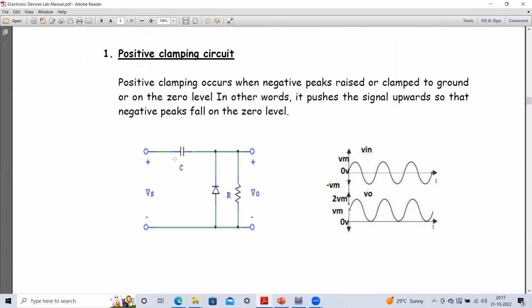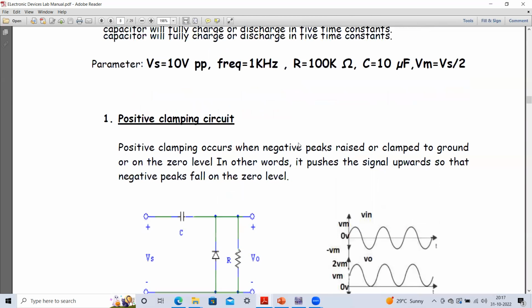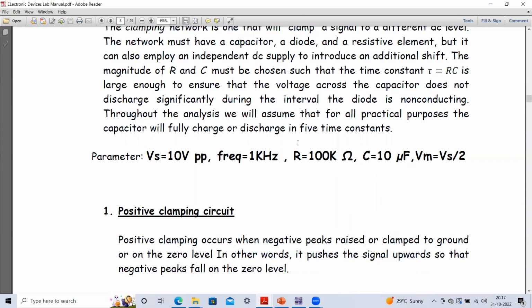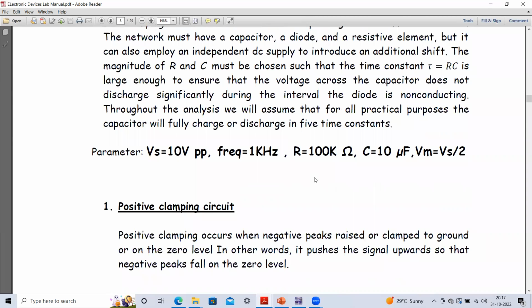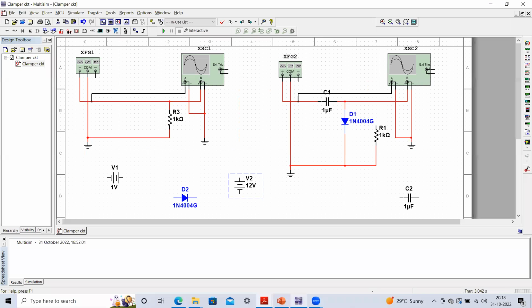So this RC time constant, the discharging time constant of the capacitor, should be very high compared to the time period of your input waveform. If we have a signal of a certain frequency, we have to take care that this RC time constant is much larger than the time period of your input signal, otherwise you will get the wrong output. I will just show you.